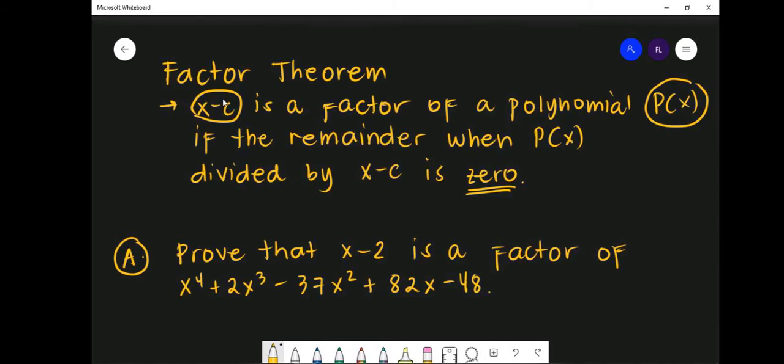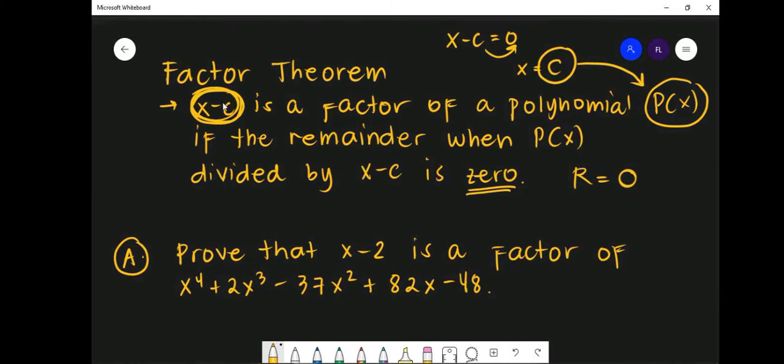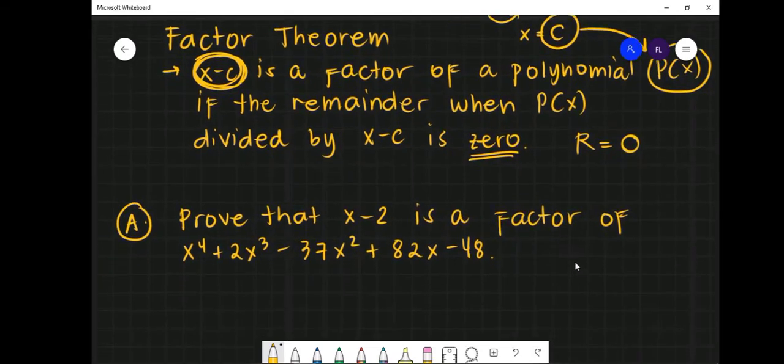Okay, ulitin natin. X minus c, we get the value of c, di ba? In-equate natin yan kay 0. X minus c is equal to 0. Tinatranspose natin, that is x is equal to c. Ngayon, kapag si c daw, sinubstitute natin using the remainder theorem, sinubstitute natin kay p of x, and the remainder is equal to 0. That means x minus c is a factor of the polynomial. Okay, so let's have an example.